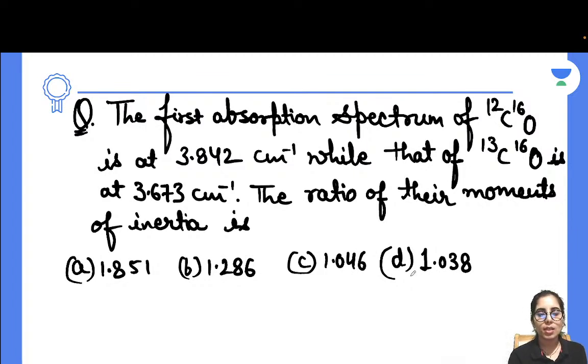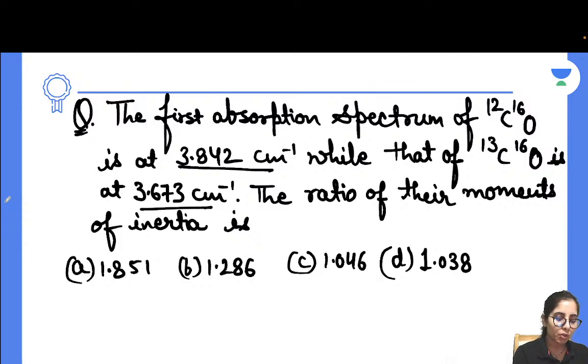So here in this case, what's going to happen? In this case, it's going to be 2B, because the wave number separation in case of absorption spectra is what? Equal to 2B. So this is 2B, this is 2B. In that case, what will happen? It's going to be simply, when you are having this as 2B and 2B, you will be able to equate them with that part, and they are asking you to find the ratio of moment of inertia. So it's important here that you should know how the moment of inertia is related to the rotational constant.